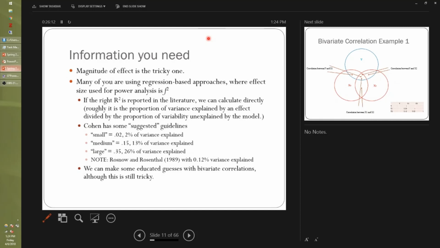But I think typically people don't report R squareds in the literature. They might report their model and all the betas and the standard errors, but they don't report the R squareds for the effects and the unexplained variability.